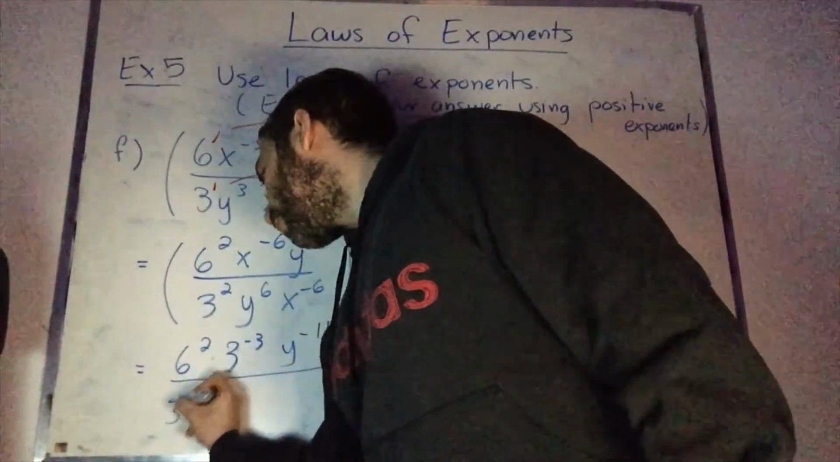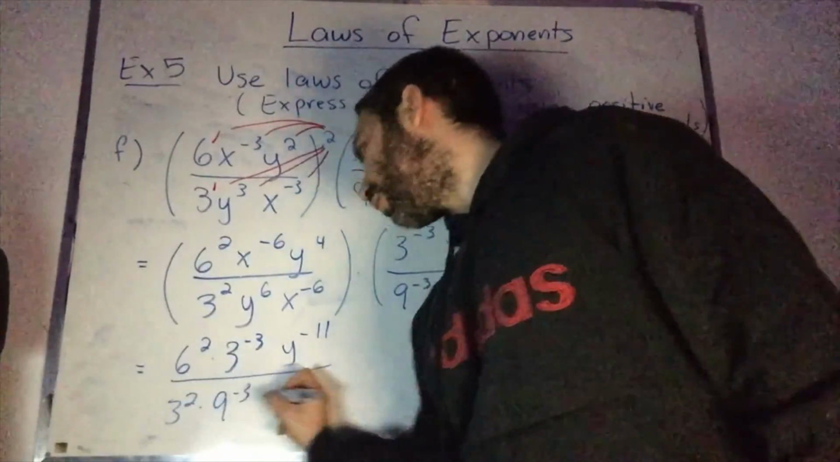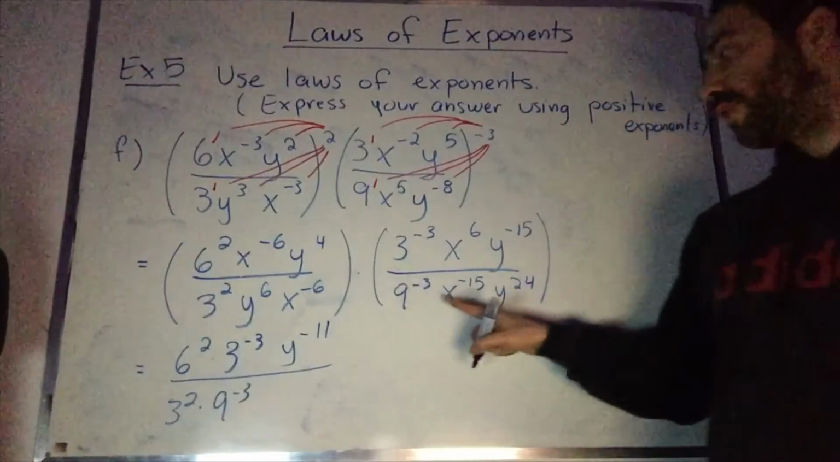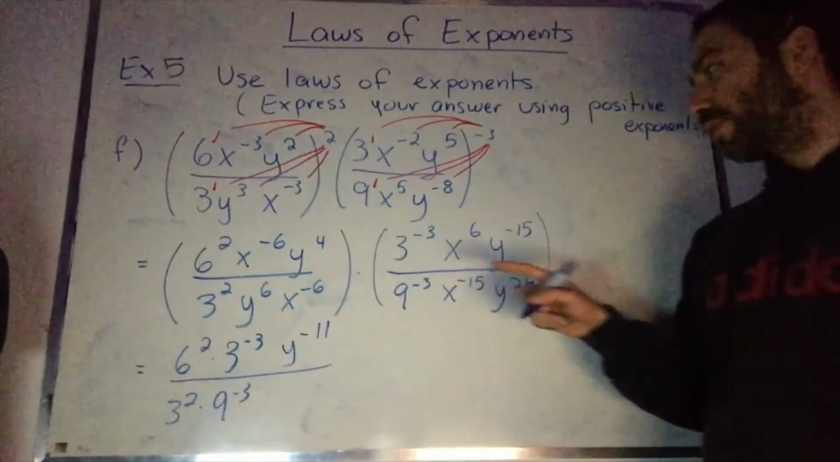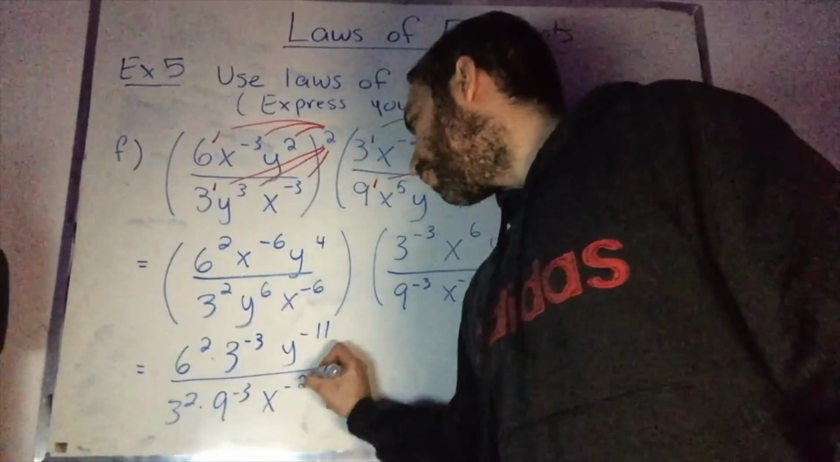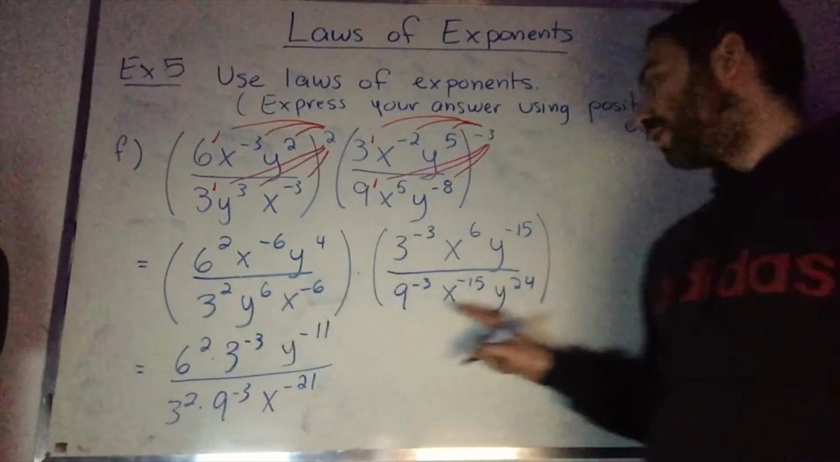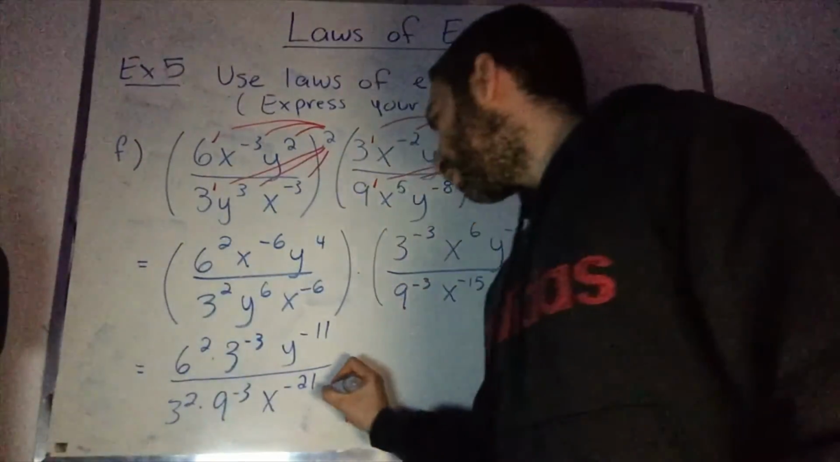So we have 3 to the 2 times 9 to the negative 3. Let's put them in the front. And now let's deal with the x's. So we have x to the negative 6 and x to the negative 15. Since we're multiplying on the denominator, we add the exponents. So negative 6 plus negative 15, that gives us x to the negative 21. And let's do the same for the y's. We have y to the 6 and y to the 24. Add the exponents. 6 plus 24 is 30. So we get y to the 30.